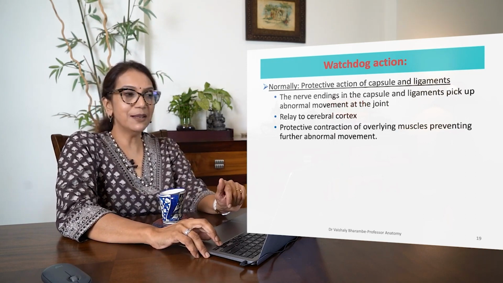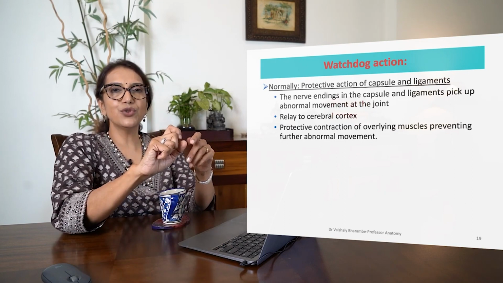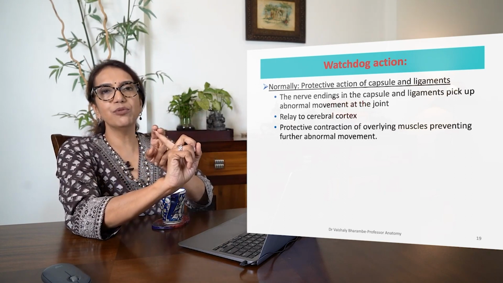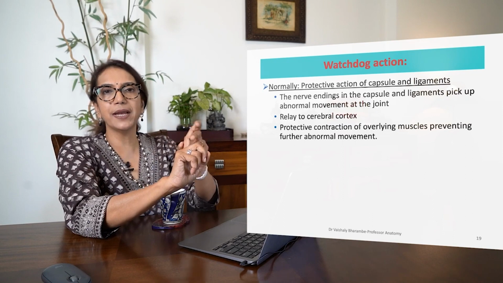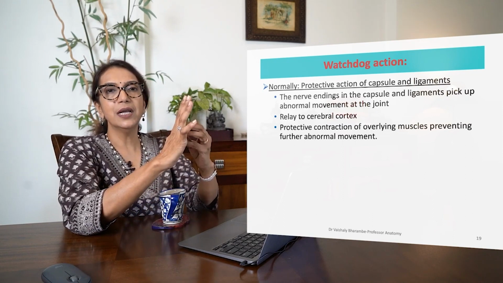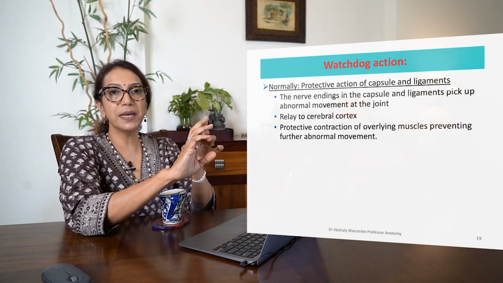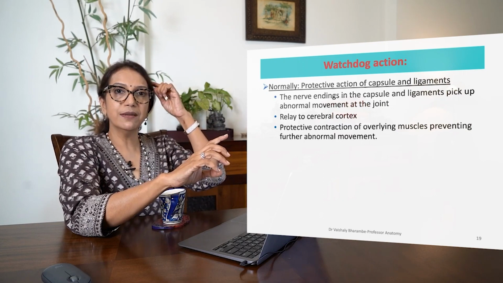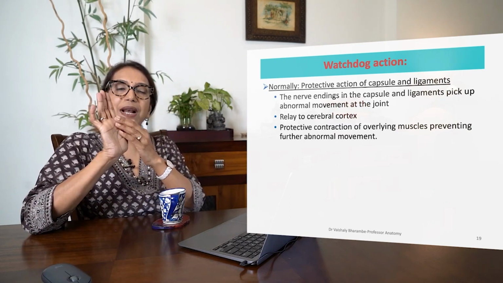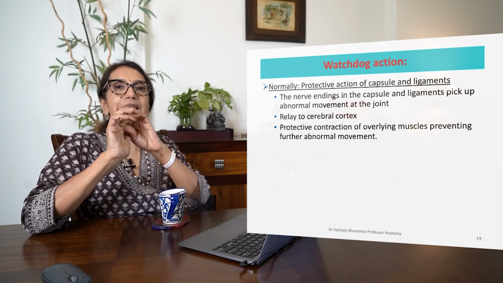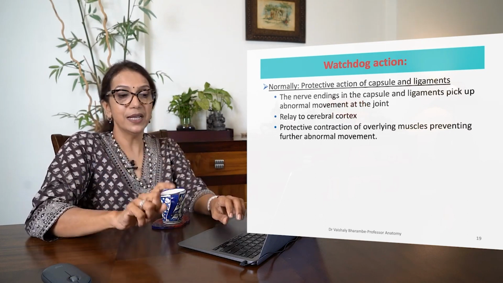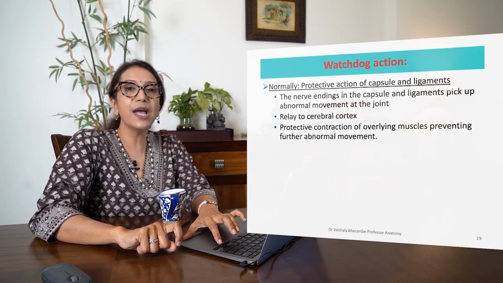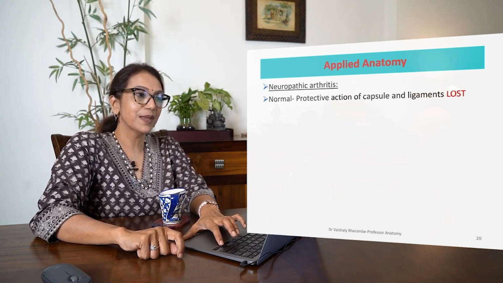Let's do this once again. Okay, you're moving your joint. For example, now suppose I try to move my finger in an abnormal direction. Okay, immediately the nerve endings of the joint will pick it up, carry it to the cortex. The cortex will make the overlying muscles contract, preventing further abnormal movement. This is called the watchdog action of capsule.